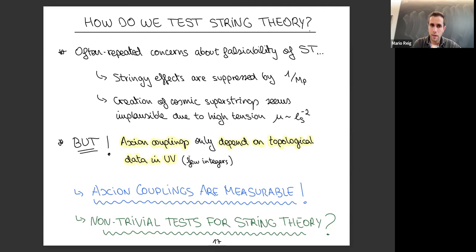So what I want to remark here is that this is of course true, okay? I just want to say that axion couplings are very special couplings. They only depend, as we saw before, on a few topological data in the far UV, which in the end are going to be just a bunch of integers. And there is a huge experimental program. So they are in principle measurable in practice.